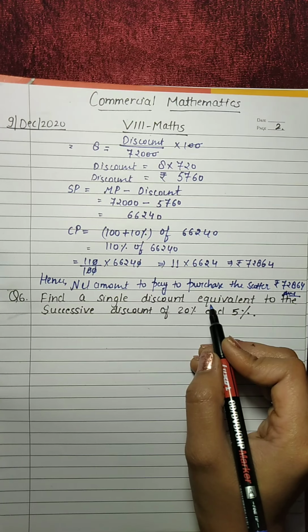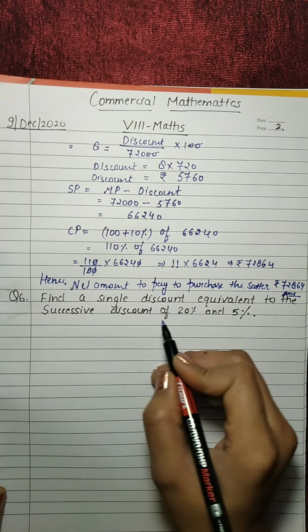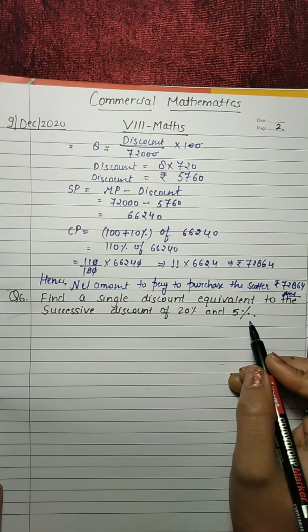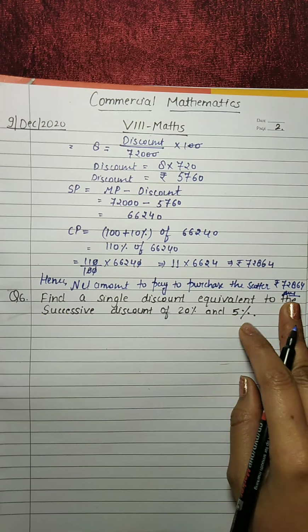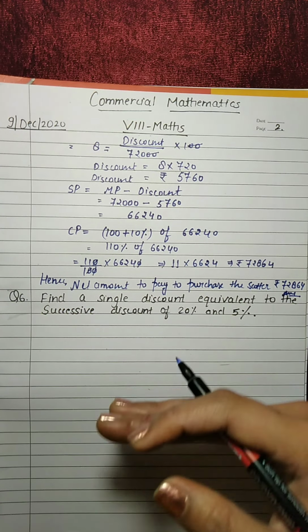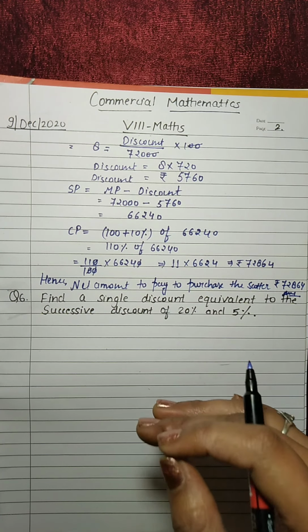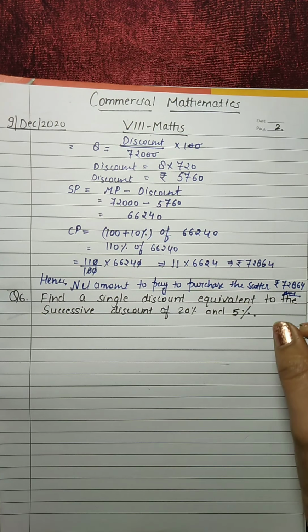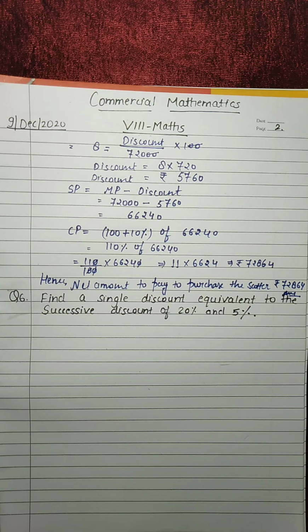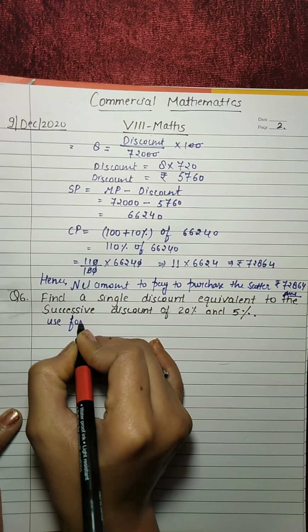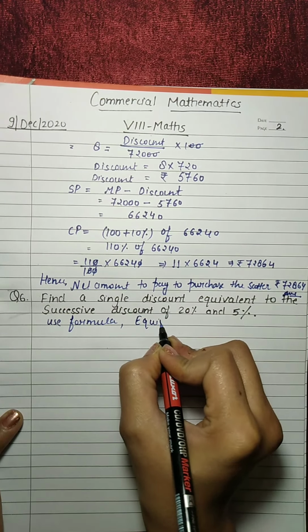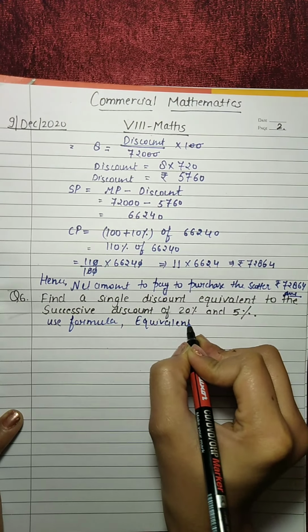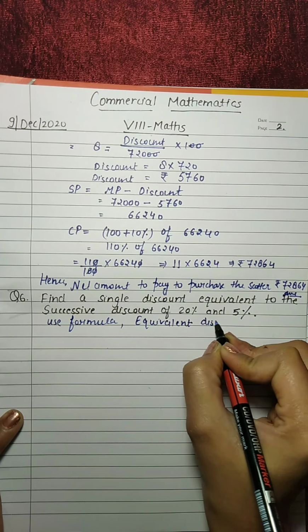Find a single discount equivalent to the successive discounts of 20% and 5%. Okay students, so that means you have to find a single discount that is equivalent to both of these discounts. Okay students, so one formula is there to find the equivalent discount. Use the formula for equivalent discount.